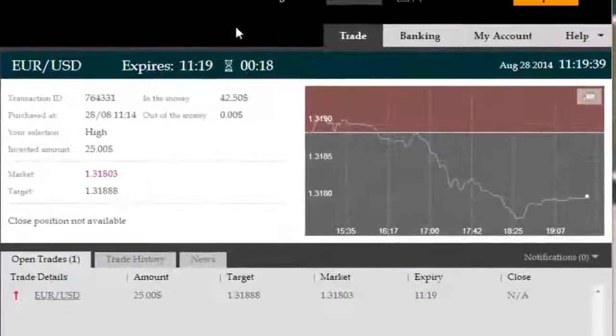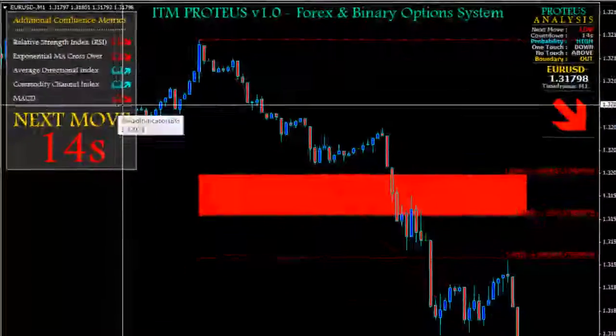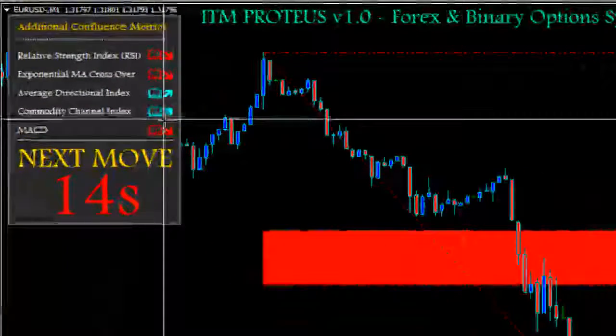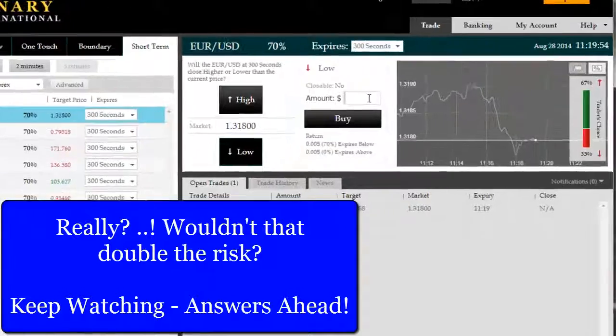All right, back again with roughly 19 odd seconds remaining in this trade. We are looking at the trade having failed. Now, here's what the advanced recovery strategy entails. You have to take double the amount of the initial investment at 25, so that makes it 50.